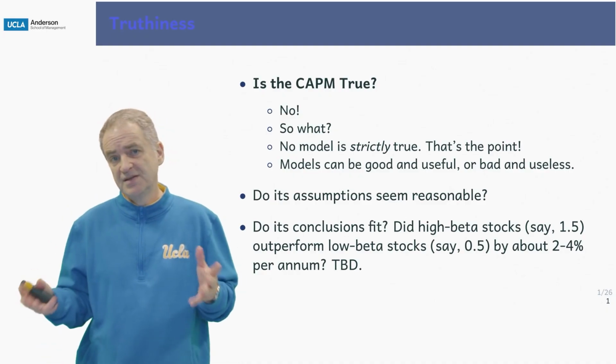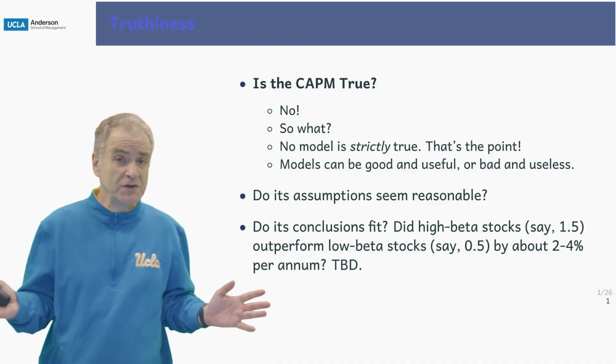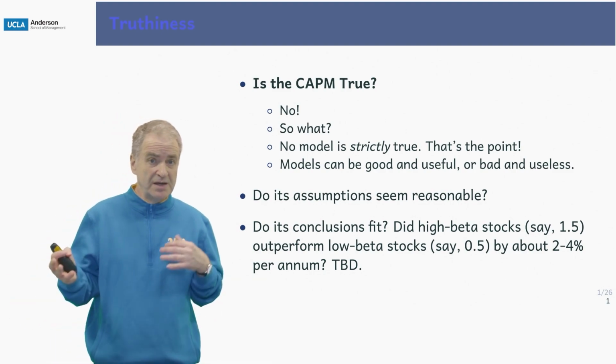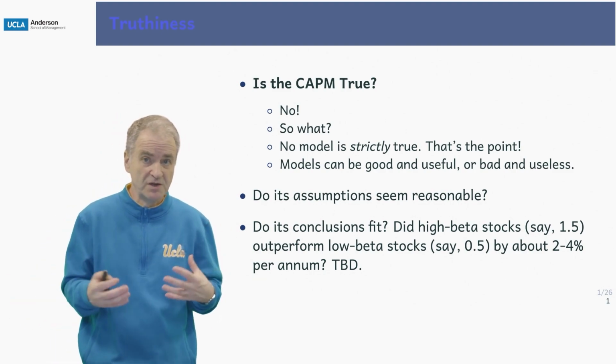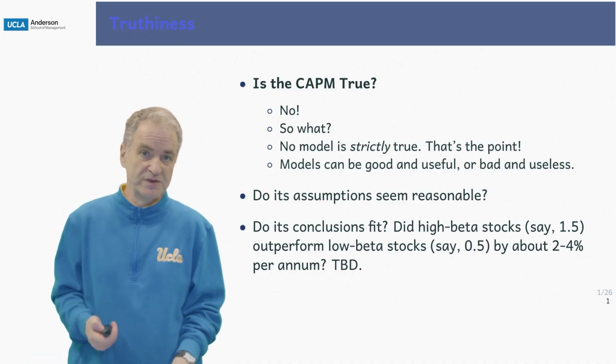So, do the assumptions of the CAPM seem reasonable? Do its conclusions fit? Did high beta stocks outperform low beta stocks because they had a higher expected rate of return? We're going to discuss this in a few slides.